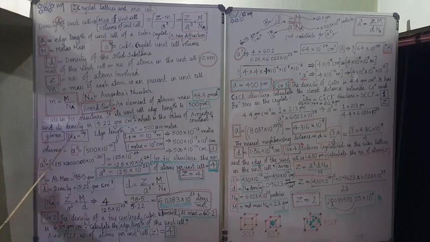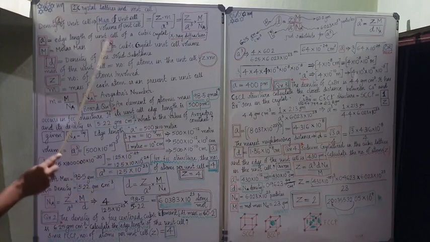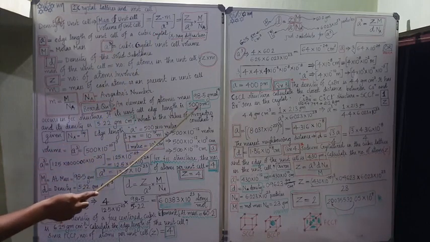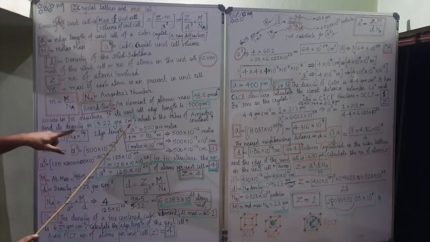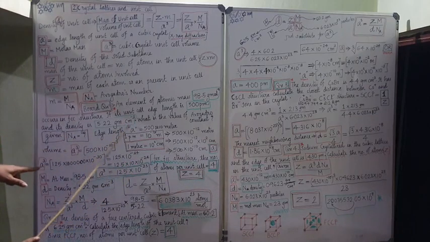Na is not given, first of all. Then the edge length a is given. The unit cell edge length is 500 picometer. Density is given in gram per centimeter cube, so we convert to centimeters. I will write 500 picometer.